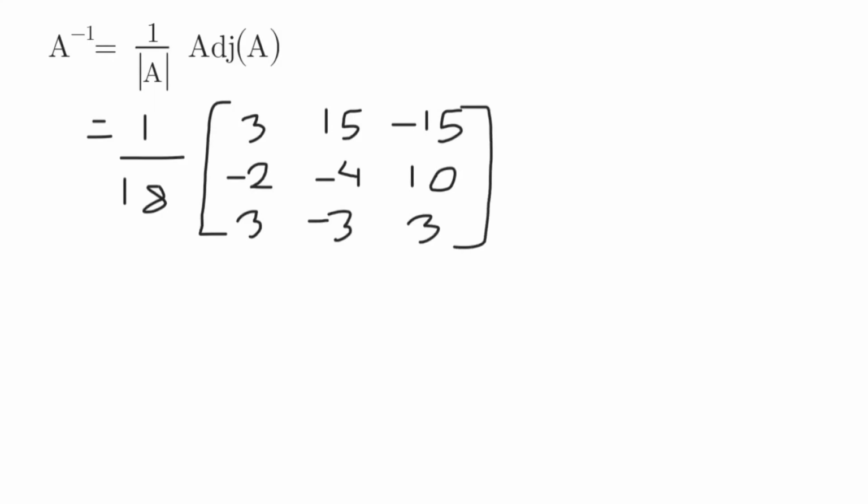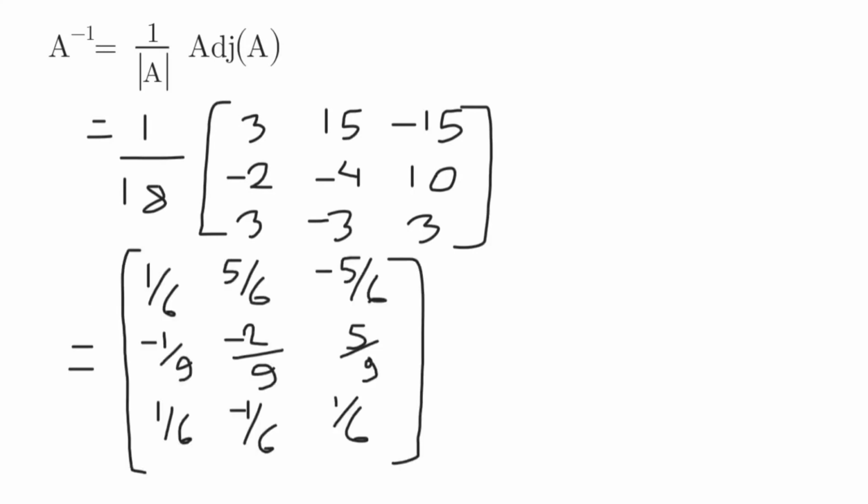So if we divide all these elements by this 18, we will get 1 by 6, 5 by 6, minus 5 by 6, minus 1 by 9, minus 2 by 9, 5 by 9, 1 by 6, minus 1 by 6, and 1 by 6. So this is the inverse of matrix A, and in this way we can easily find the inverse of any matrix.